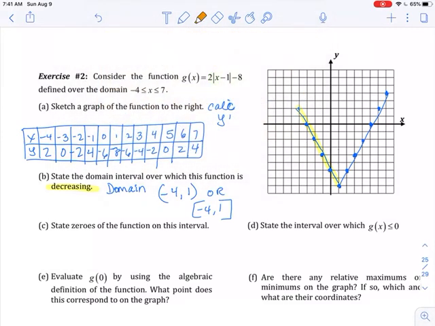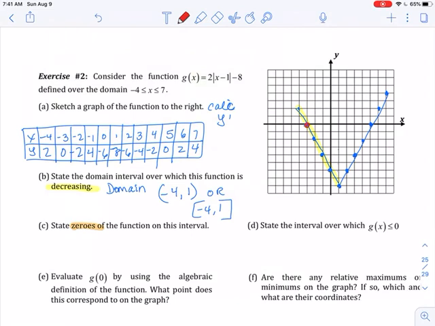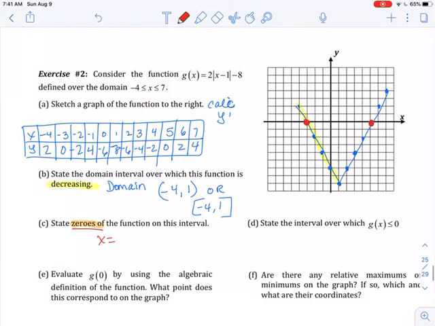Next one, I want to state the zeros. So the zeros of the function, I'm talking about my x-intercepts. So my zeros of my function are here and here. So I'm talking about the zeros, the x-intercepts. x equals -3, x equals 5.